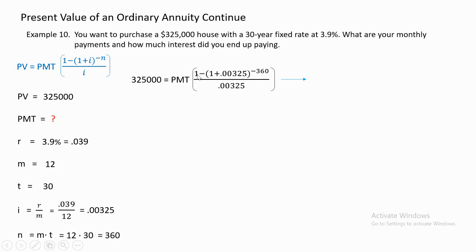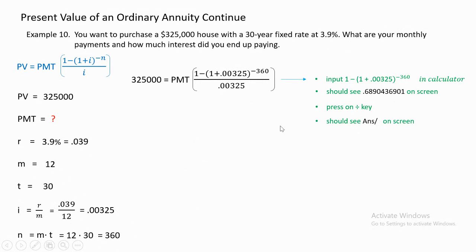So again, we're going to enter what's here on top as the numerator, and the number in black is the result. So it should be 0.6890436901. This is what's on your screen. Then we press the division key, on this key here, and then we enter the 0.00325. This is what you see on your screen. Then we get 212.034431. This is what you should see on your screen. This is the answer after you do all this on the right side. That's what you should get.